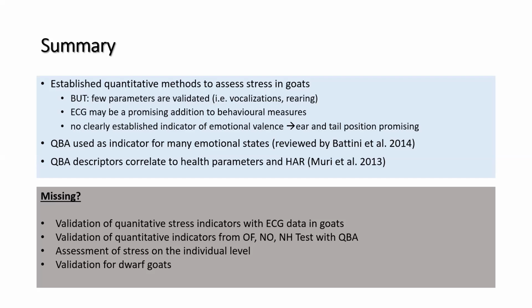So what's lacking? What we miss is the validation of quantitative stress indicators with ECG data in goats. Also, the validation of quantitative indicators from open field, novel object, and novel human tests with these qualitative descriptors is missing. And the assessment of stress on an individual level, and maybe also more validation for dwarf goats, as most studies have been focusing on dairy goats.